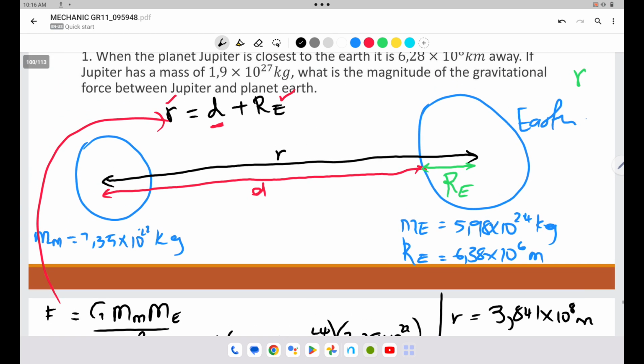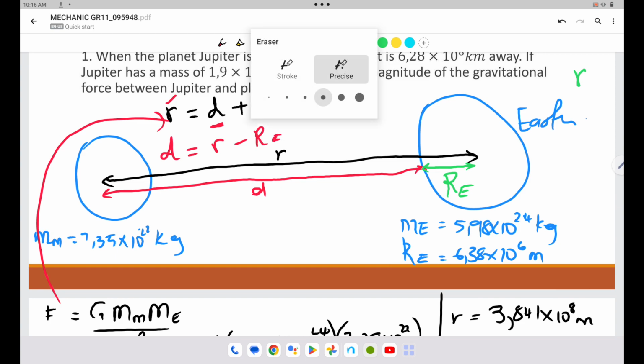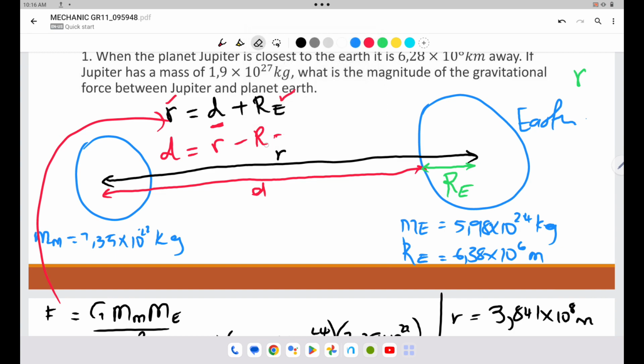Now I can go back to this expression of mine and try to find the distance d. From that expression, if I make d subject of the formula, d will be equals to the center to center distance minus the radius of the earth. Do I know these two distances? The answer is yes. So I can sub them in there. So I'm going to have 3.841 times 10 to the power of 8 minus 6.38 times 10 to the power of 6.